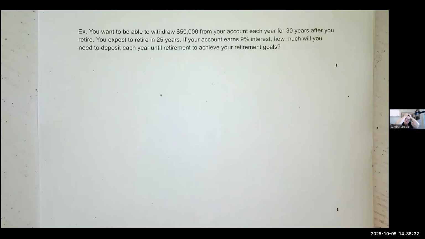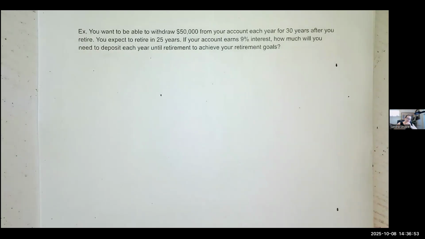Whenever I ask this question on the exam, I'm going to do it that way, even though this is what your homework's going to say. I want to give you the steps that I'm going to use for your exam. Okay. So you want to be able to withdraw $50,000 from your account each year for 30 years after you retire. Right there, I'm going to stop.